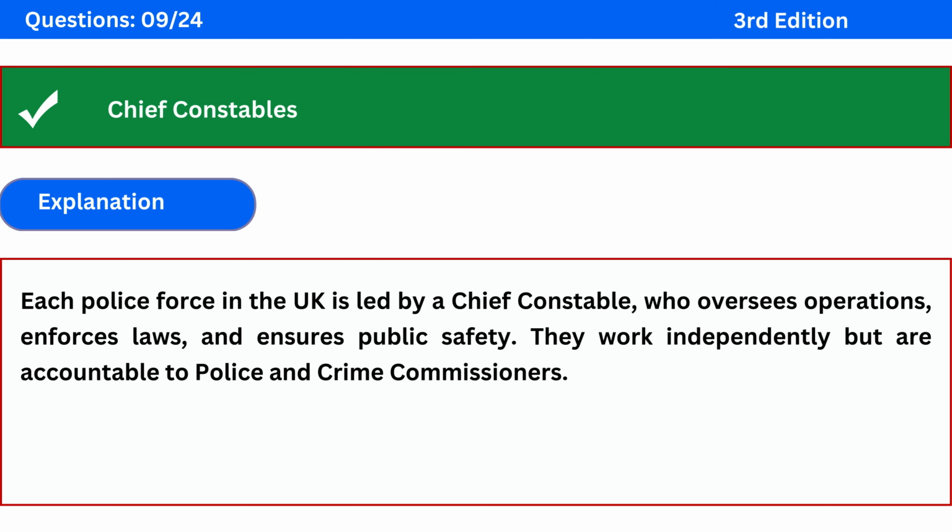The correct answer is chief constables. Explanation: each police force in the UK is led by a chief constable who oversees operations, enforces laws, and ensures public safety. They work independently but are accountable to police and crime commissioners.